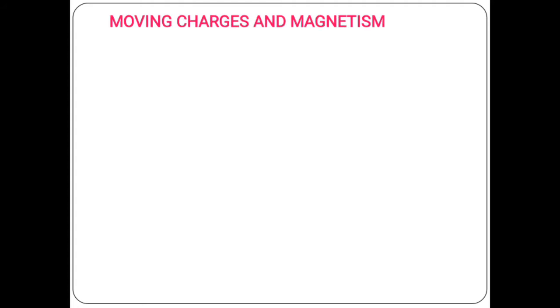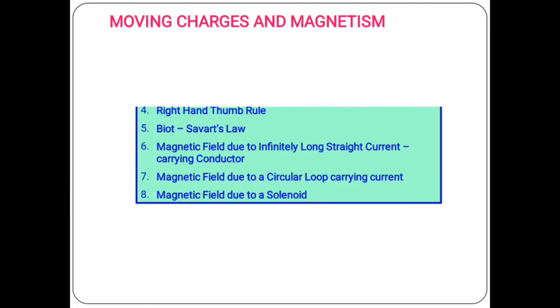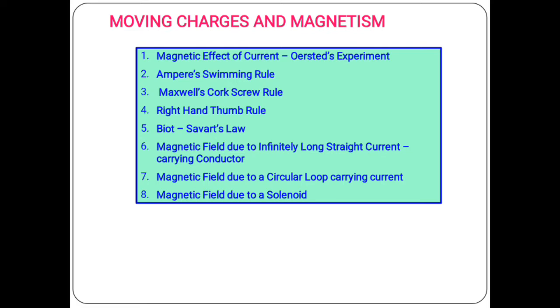In this session we are going to discuss various topics: magnetic effect of current, Oersted's experiment, Ampere's swimming rule, Maxwell's cork screw rule, right hand thumb rule, Biot-Savart law. These are simply the rules given by various scientists, and those are very interesting topics. Magnetic field due to the current carrying conductor, we are going to derive, these are the derivation questions. Magnetic field due to the current carrying circular loop. All this we are going to discuss briefly in this session.